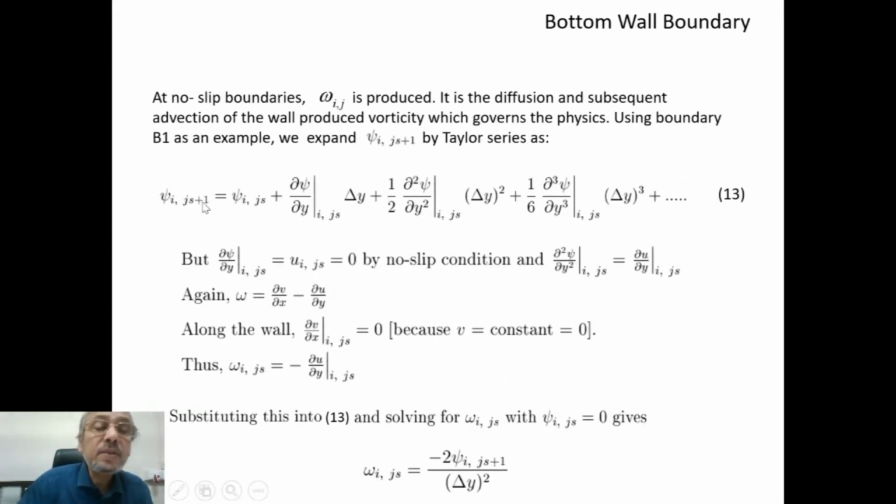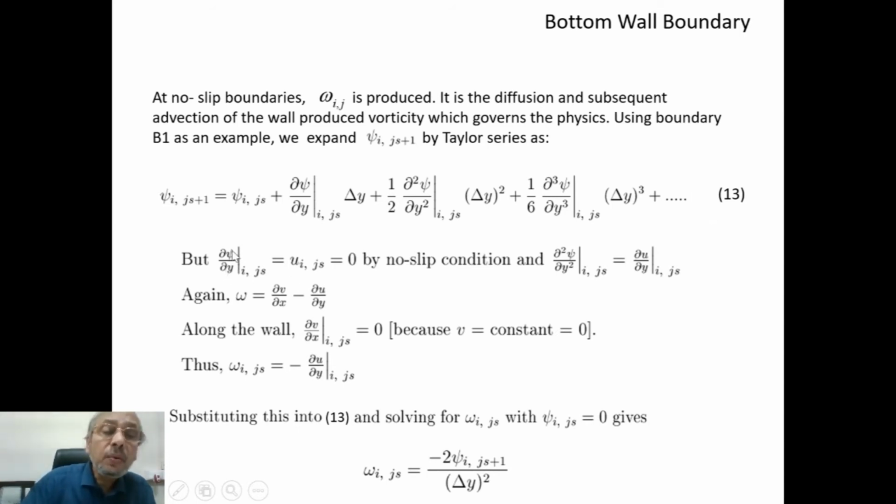So psi I js plus 1 equal to psi I js plus del psi del y at ijs into delta y, a simple Taylor series, plus half del 2 psi del y2 at ijs into delta y square plus 1 by 3 factorial del 3 psi del y3 at ijs into delta y cube, and higher order terms and derivatives. We are not writing all of equation 30.